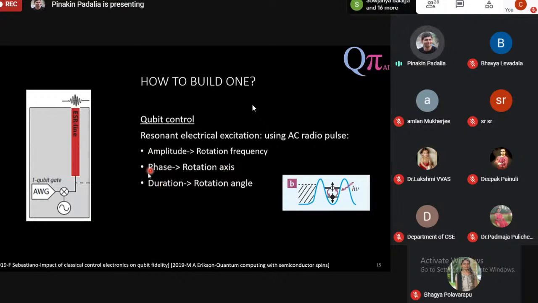Phase and duration, which are going to define on what rotation axis the qubit is to rotate, and by how much angle it is going to rotate in the Bloch sphere. Of course, one has to imagine this in 3D because a simplistic 2D picture will not reveal a lot about the axis of rotation and stuff like this. But this defines how you're going to rotate the qubit and whether you're going to put it in superposition or not. So this is essentially the qubit control aspect, where a hardware designer needs to take care of designing an AC radio pulse, for example, in the gigahertz range, which can achieve these superpositions for single qubit gates.